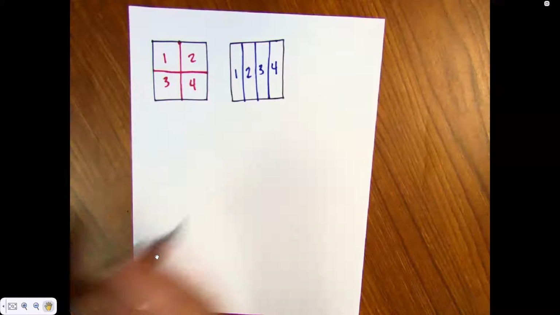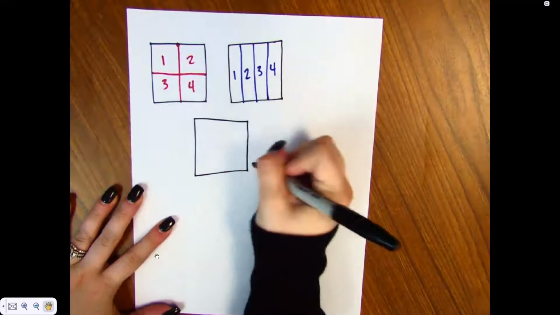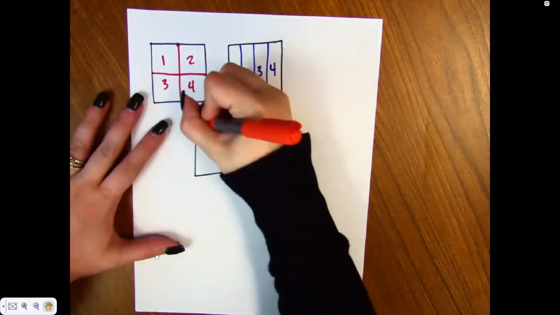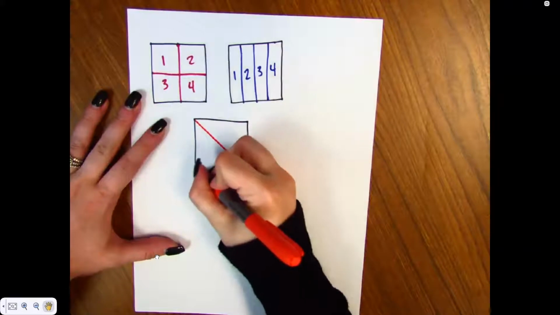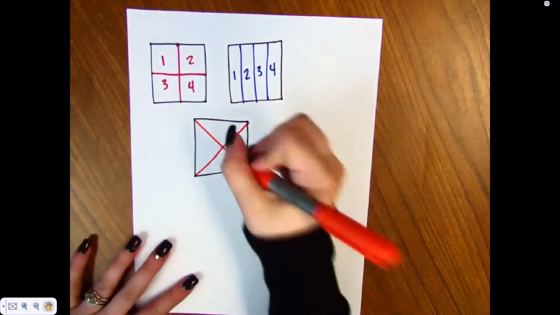So what if I had another square? Is there another way I could divide this into 4 parts? Yes. Bianca had her hand raised. Bianca, how else could I divide this into 4 parts? You could draw an X. Okay. And does that make 4 equal parts? Yes, it does.